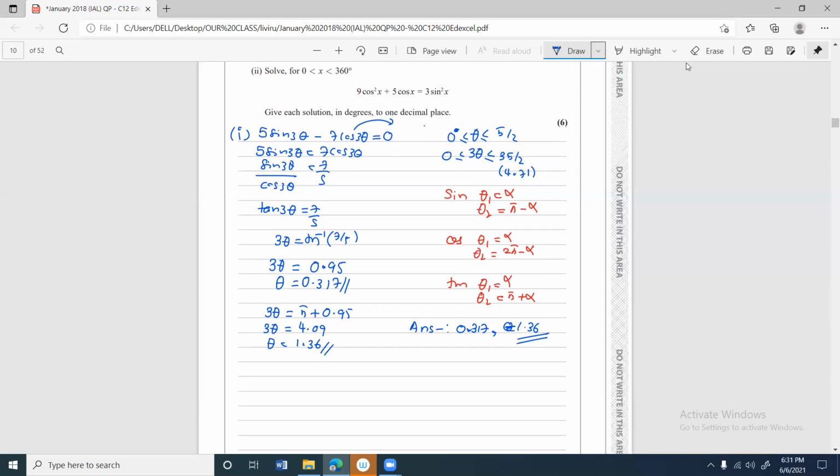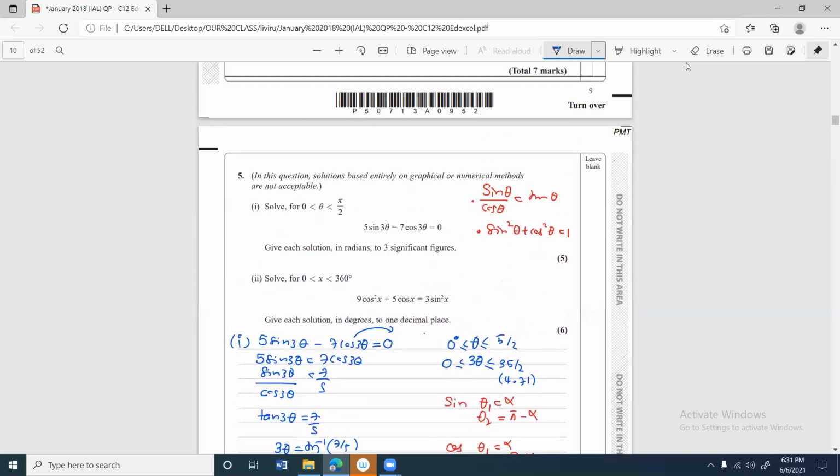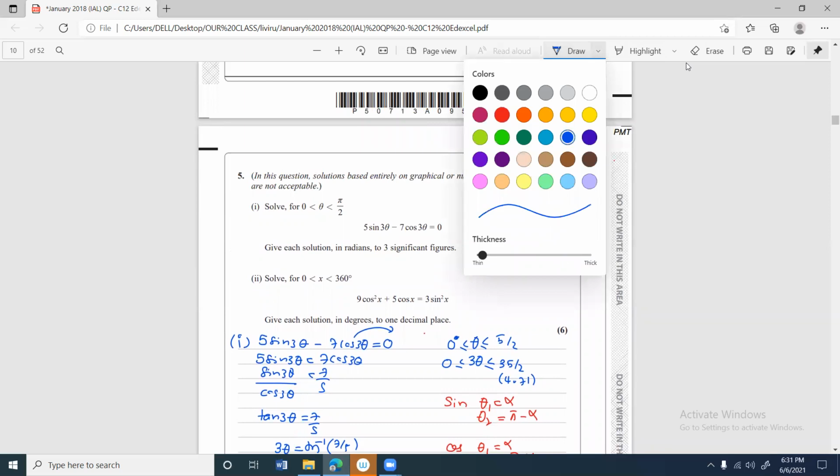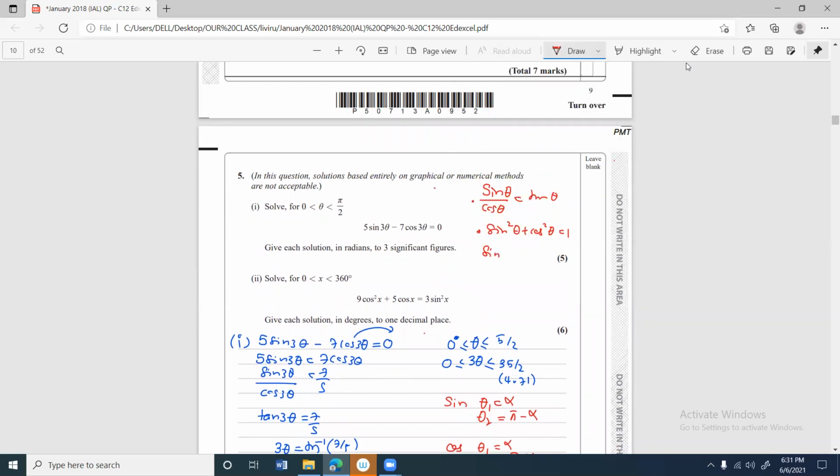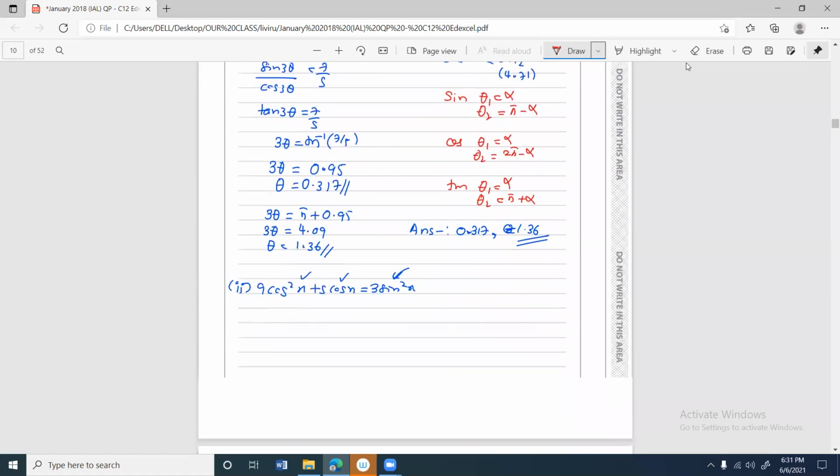Then part 2. Now it's turned up to 9 cos squared x plus 5 cos x equals 3 sin squared x. For this question, the fact we need to understand is that while keeping cos squared and cos x with sin squared, you can't solve it. The best thing is to convert this sin squared x into cos squared x. What is the relationship? sin squared theta is equal to 1 minus cos squared theta. So that is the relationship I can use here.